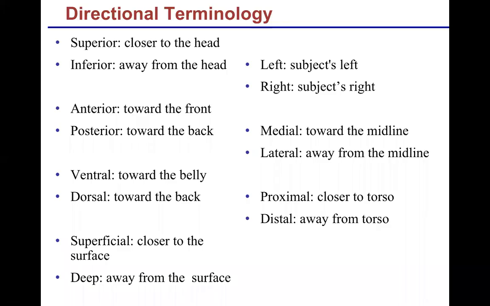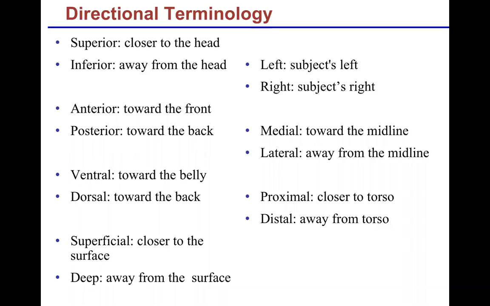Ventral and dorsal. Ventral is the one that goes towards the front of your body, and dorsal is the one that goes to the back of the body. Superficial and deep: the one which is on the surface is superficial, and the one which is very deep inside the body is known as deep, not on the surface. And left and right: you do understand, the subject's left side is denoted by left, of course, and the subject's right side is denoted by right.